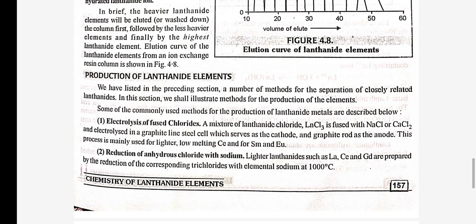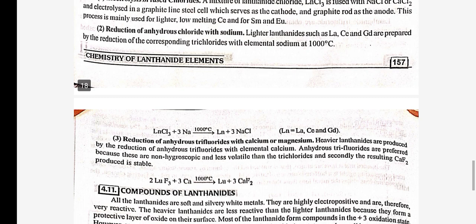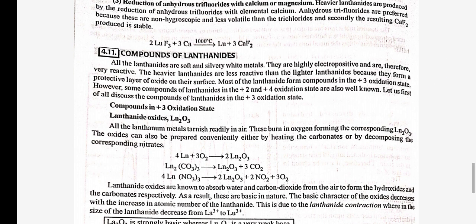Reaction of the anhydrous chloride with sodium. Lighter lanthanides such as lanthanum, cerium, and gadolinium are prepared by the reduction of the corresponding trichlorides with elemental sodium. Reduction of the anhydrous trifluorides with calcium or magnesium. Heavier lanthanoids are produced by the reduction of anhydrous trifluorides with elemental calcium. Anhydrous trifluorides are prepared because these are non-hygroscopic and less volatile than the trichlorides, and secondly the resulting CaF2 produced is stable.